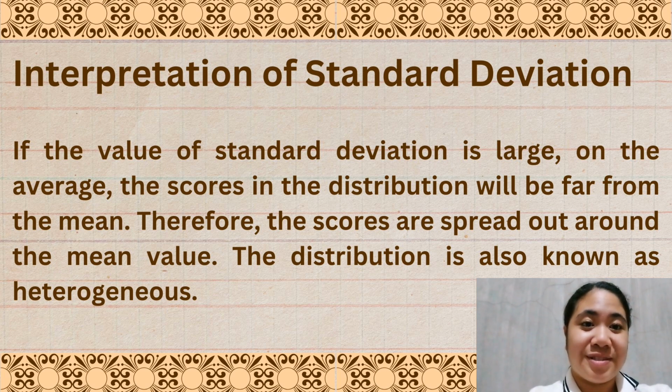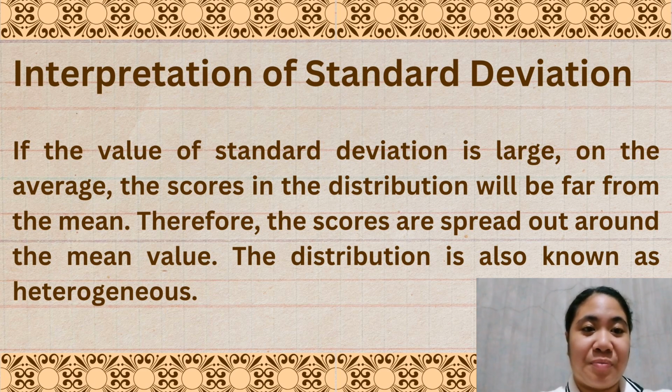Interpretation. When the standard deviation value is large, it indicates that scores in a distribution are spread far from the mean value. This means the data points are widely dispersed around the average, rather than clustered close to it. Such a distribution is described as heterogeneous, meaning the data has high variability.